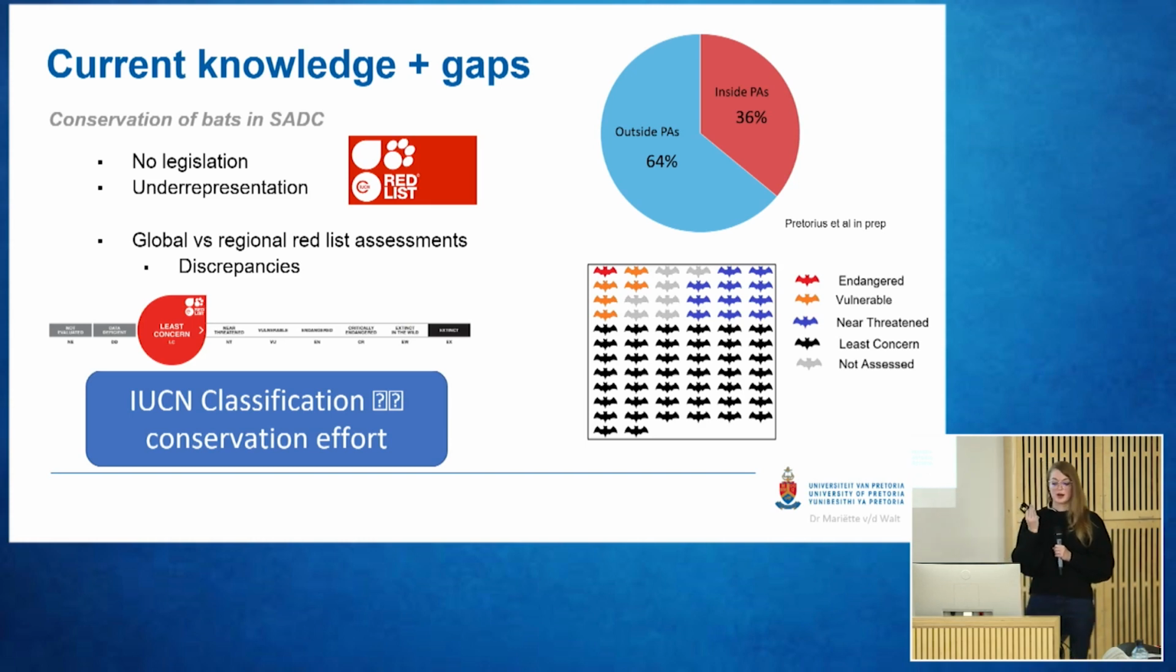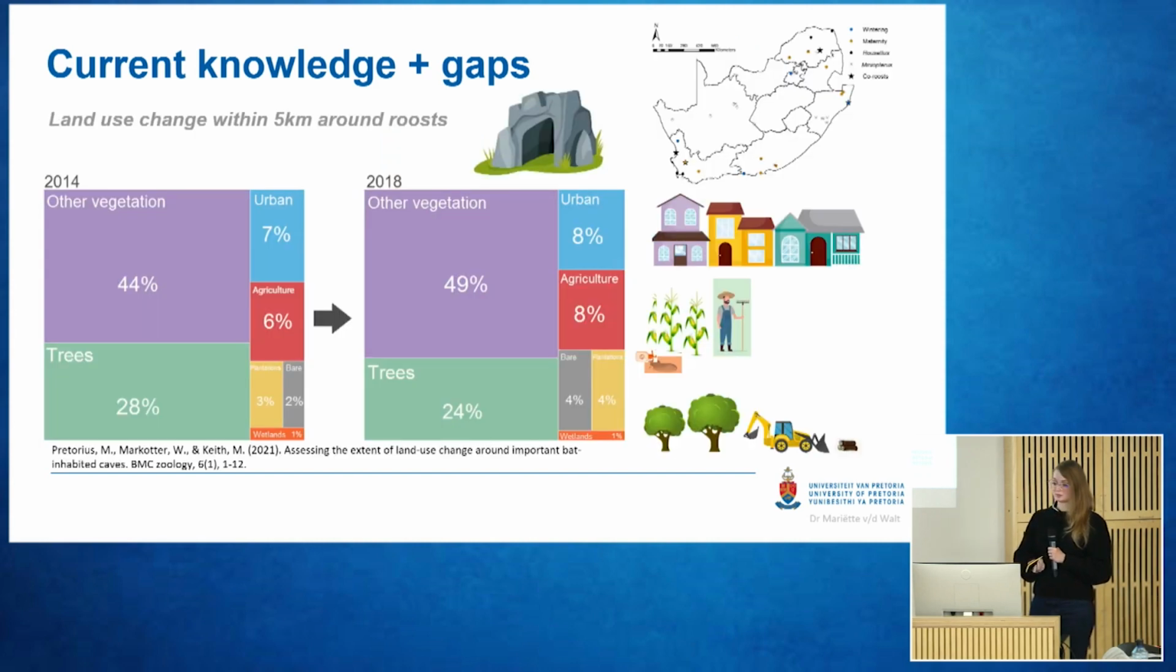So your IUCN classification is related to your conservation efforts. Things like discrepancies need to be sorted out in order for us to adequately protect our bat species. We also know that land use change is having, particularly in South Africa, a major impact on our cave systems, because our caves are also not located mainly in protected areas and are suffering land use changes.